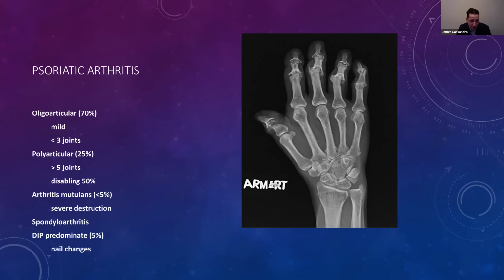A very severe form is arthritis mutilans. It has severe destruction of the joints. Not very common. I don't think I've ever seen it clinically, just in textbooks. And there's spondyloarthritis that's associated with this, and also the distal interphalangeal joint predominant version, which is around 5%. And this is most notable with changes at the distal interphalangeal joint, and nail changes are associated with this.